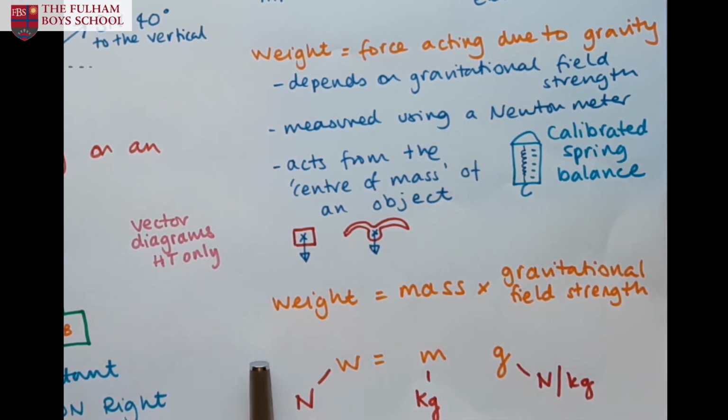Right, you need to know how to calculate weight. Weight is mass times gravitational field strength. You need to memorize that equation. You are not given it. Weight is the symbol W, mass is M, gravitational field strength is g. Weight is measured in newtons, mass is measured in kilograms, and g is measured in newtons per kilogram. And you need to know that on Earth, gravitational field strength is 9.8 newtons per kilogram.